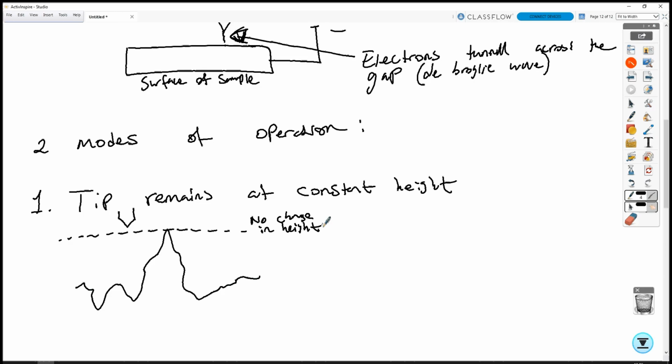So therefore, there's a lower probability of electrons tunneling across. So when it's closer, you have a larger current being read due to those electrons tunneling. When it's further away, there's less current due to the electrons tunneling. So that difference in current is used to generate an image where you can see the contours of the sample due to that current. So it's translated by a computer.